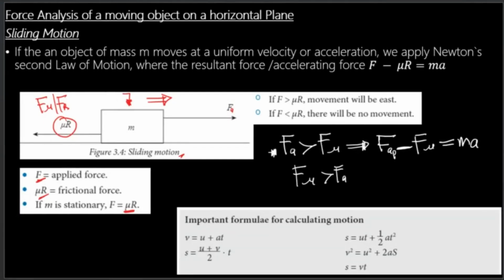So with the accelerating force or the unbalanced force, we can say that the unbalanced force is the applied force minus the frictional force. The unbalanced force is the force that will cause the body to accelerate.